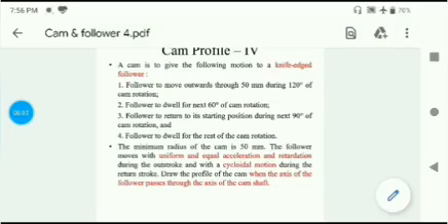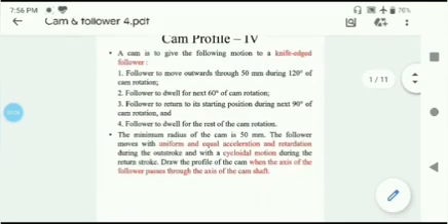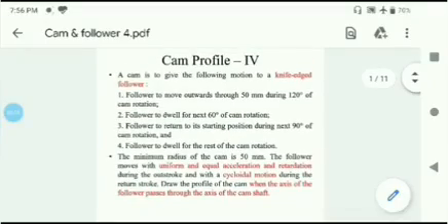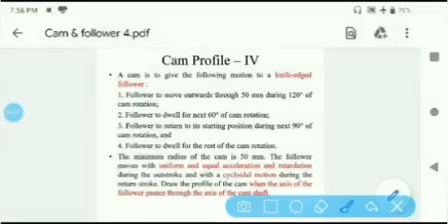So this particular question is similar to what we had solved in the previous classes. The only difference is regarding the type of motion of the follower. Here in this question it is given that the follower moves with a uniform and equal acceleration and retardation during the outward stroke and with a cycloidal motion during the return stroke. So these are two types of motion of the follower.